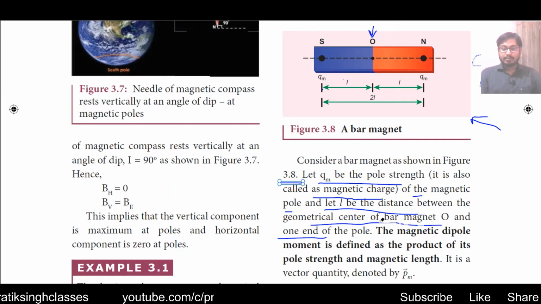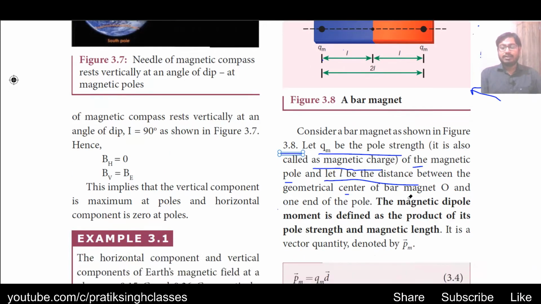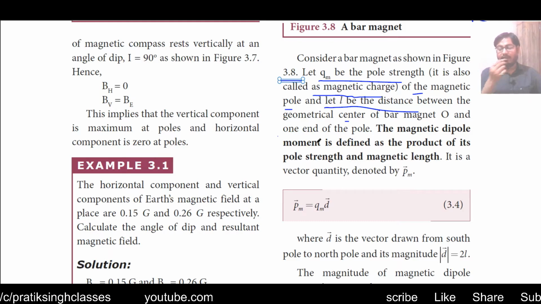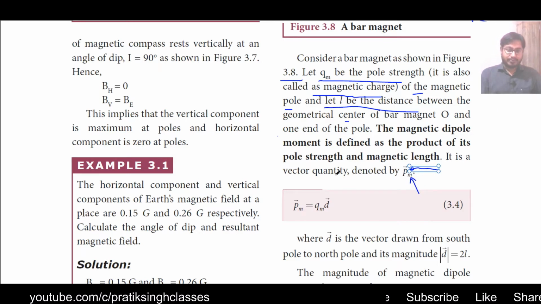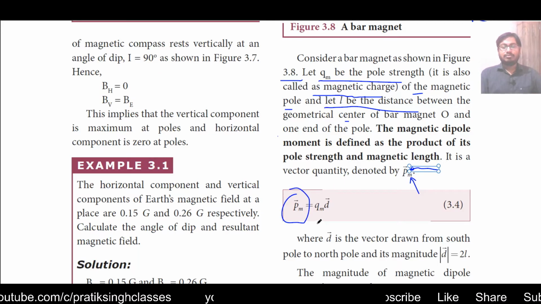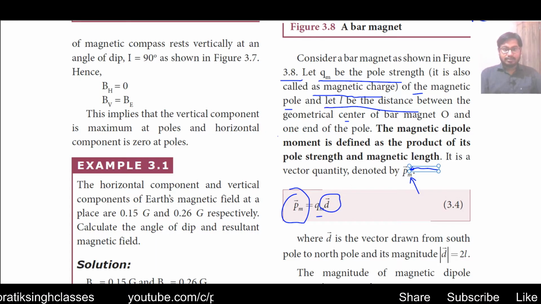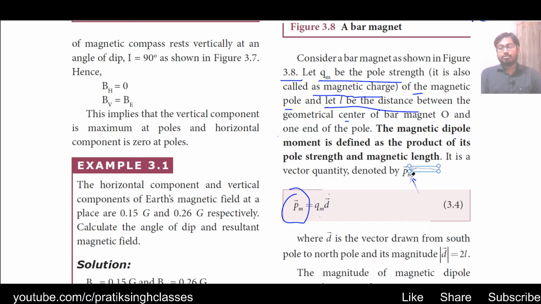The magnetic dipole moment is defined as the product of its pole strength and magnetic length. It is denoted by vector Pm. Why Pm? Because moment is always denoted by vector P and M is a suffix for magnet. So we can write vector Pm is equal to Qm into vector d. Here vector d shows that the distance is taken with a direction. Let us see how to choose the direction.